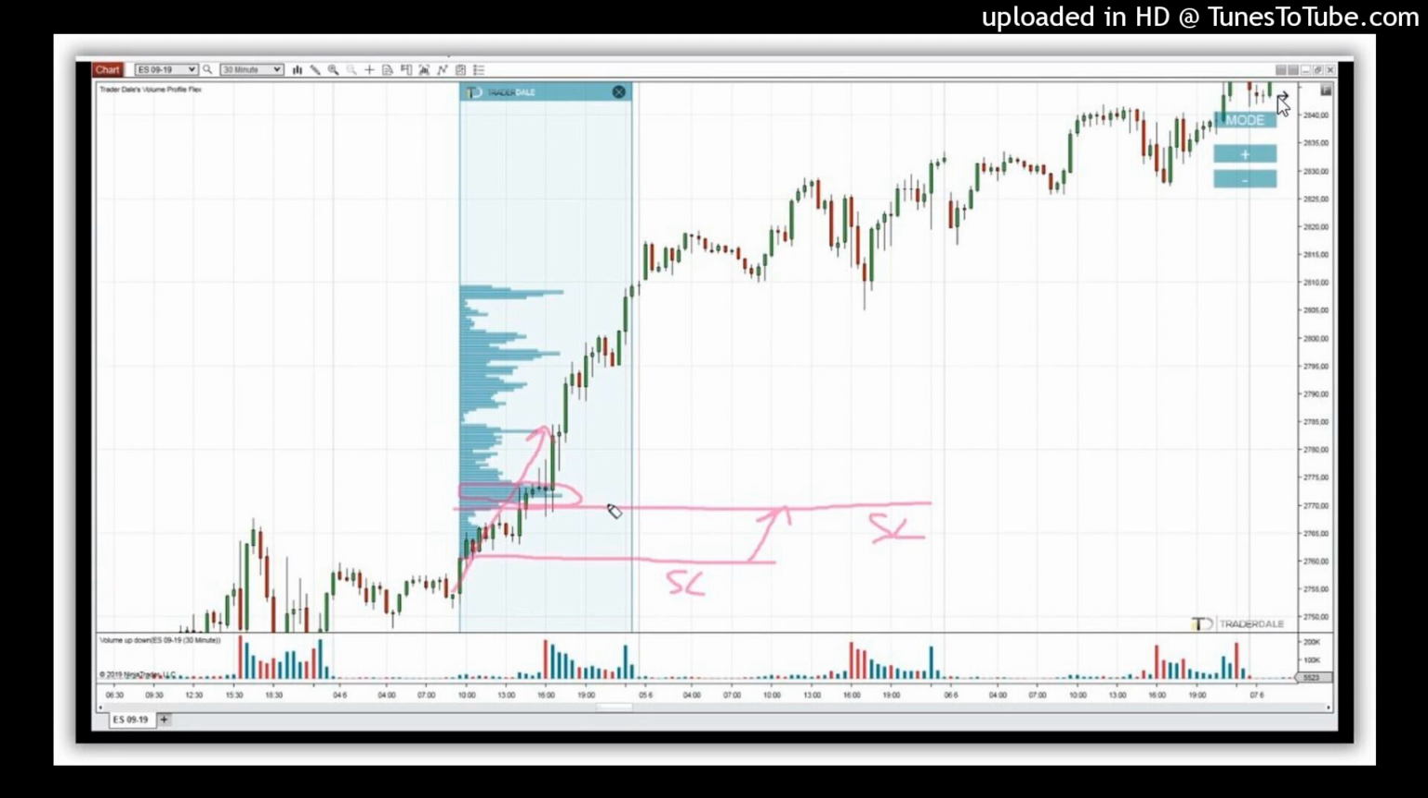So guys, in this video I'm going to be talking about stop loss and take profit placement. Now you can do this two ways. Either you can use fixed stop loss and profit target, or you can use a volume-based stop loss and profit target. So in the first part of this video I'm going to be talking about the fixed profit target and fixed stop loss.